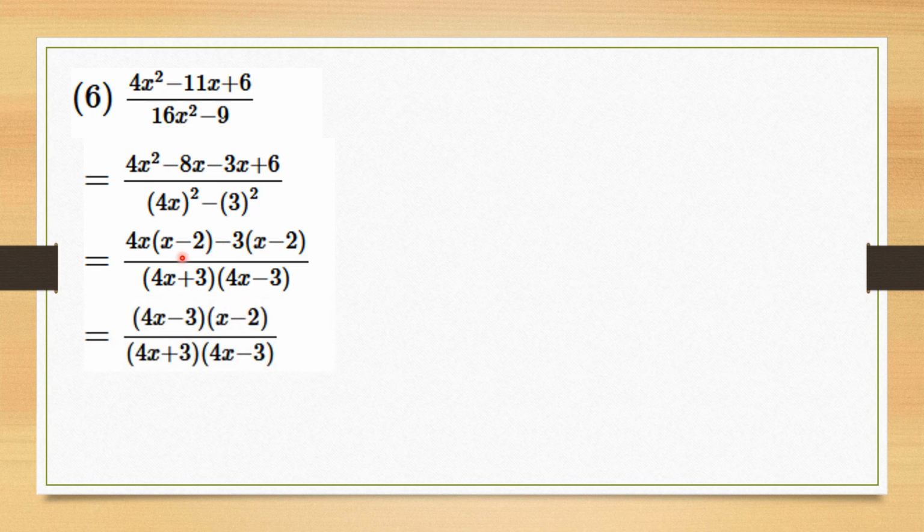Now we'll just rearrange and simplify. In the numerator, we'll have 4x minus 3 into x minus 2, and in the denominator we'll have 4x plus 3 into 4x minus 3. The 4x minus 3 from the numerator and the 4x minus 3 from the denominator will get cancelled, and finally you will be left with x minus 2 in the numerator and 4x plus 3 in the denominator. So the final answer is x minus 2 upon 4x plus 3.